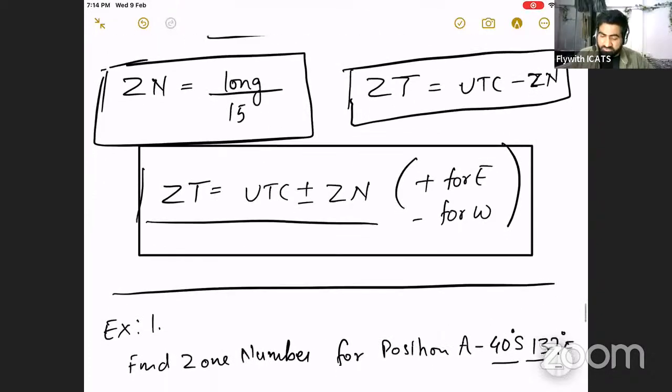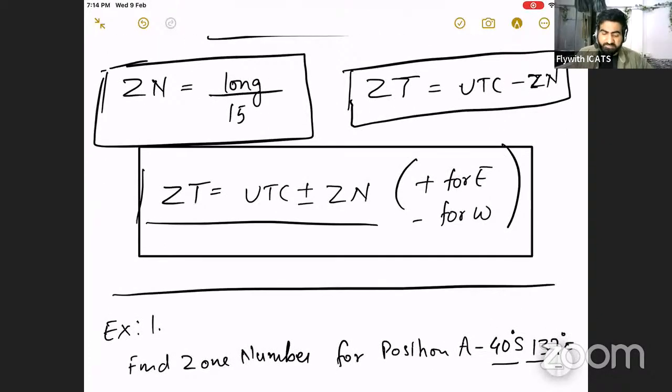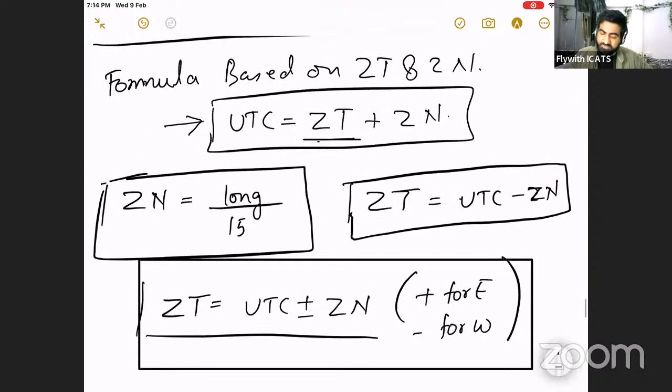You can use that also, but then again, zone time is given to you. So whatever zone number you are getting here, you will have to go there and the sign will further reverse, and earlier also the sign will reverse here. So I would suggest you all stick to this formula only. This formula is enough. And this formula is enough.